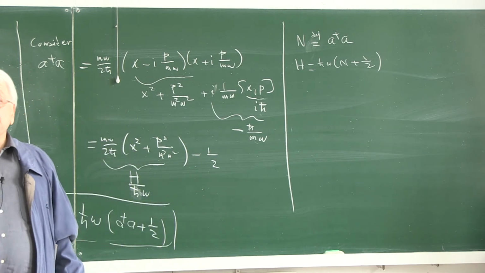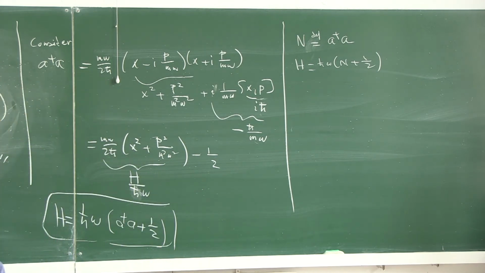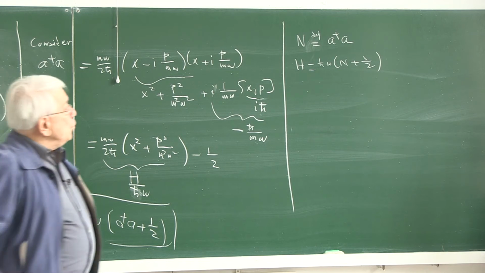What does it mean? When you have an expression of that sort, you have two operators. One is the capital N, the other is the Hamiltonian, and obviously they commute because one is just a constant times the other one. So they commute.